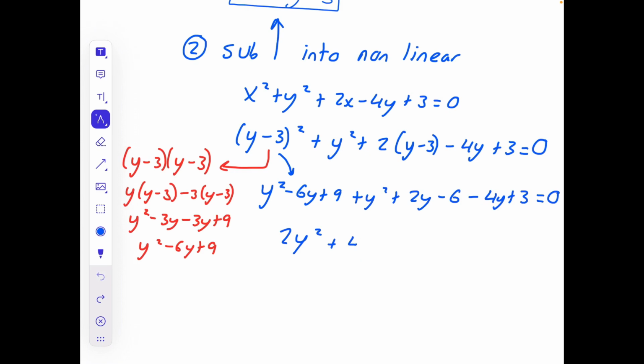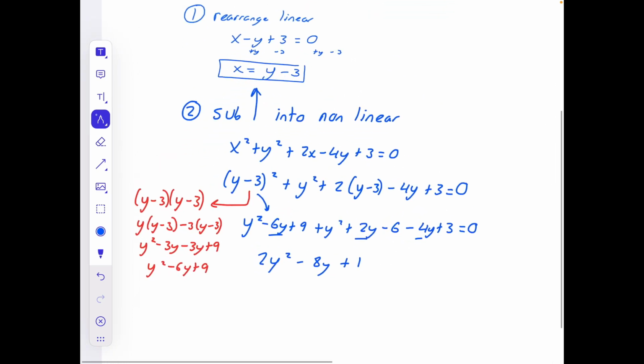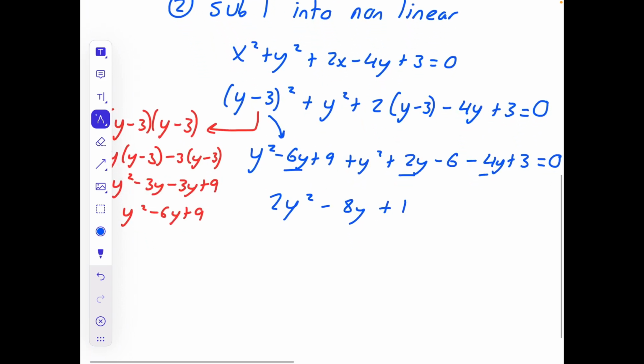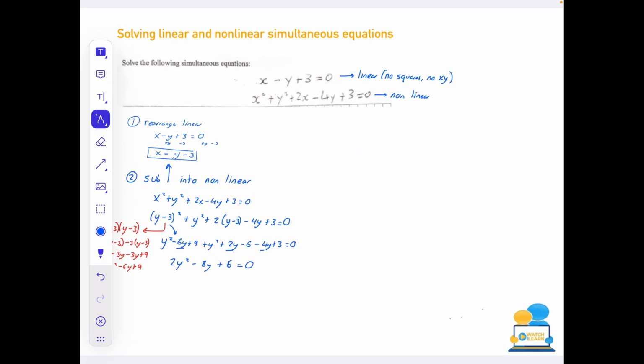Oh, sorry, I also have minus. Sorry, 1 second. That is not right. So I have minus 6y plus 2y. That gives me minus 4y. And we have another minus 4y. That's minus 8y, once you count up all those y's. And then we have 9 plus 3 will be plus 12. Sorry. Nine minus 6 will give me 3. Plus 3 will give me plus 6. Is equal to 0. Okay.